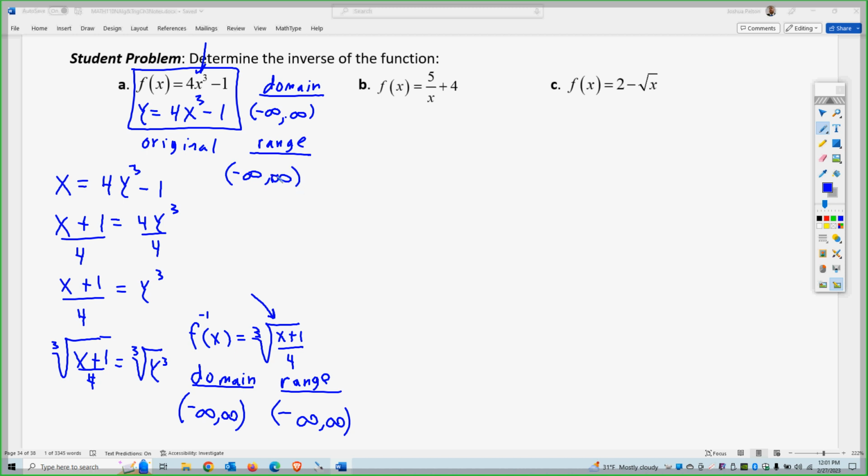Okay, let's go to the next one. So we'll rewrite this. So y equals 5 over x plus 4. So that is the original.